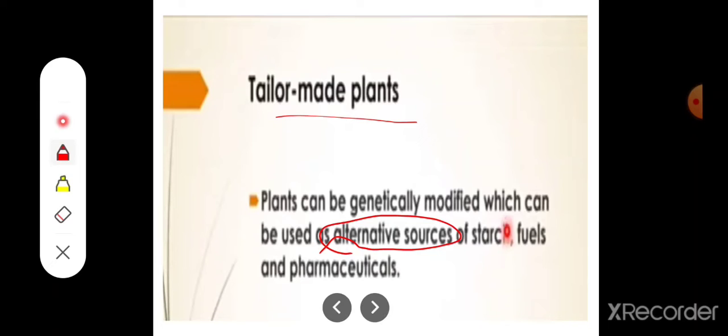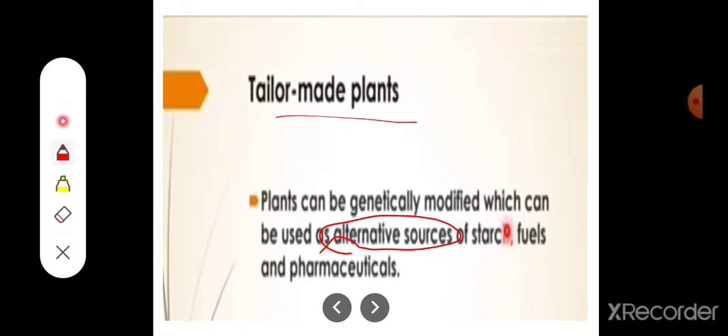So like that we can create tailor-made plants. A tailor is a person who makes something from the materials which we give. Right, so we are going to tailor the plants, which means that we are going to add the necessary content of a plant which we need, and we are going to use it as a resource in industries.